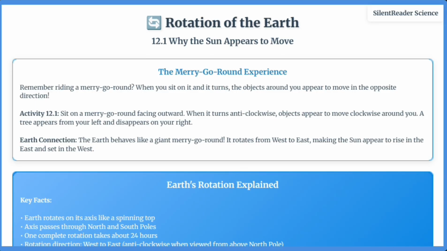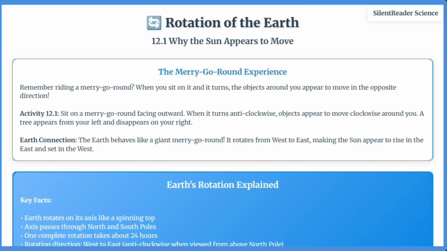Let's begin with Earth's rotation. Have you ever ridden a merry-go-round? When you sit on it and it turns, the objects around you appear to move in the opposite direction. If the merry-go-round turns anti-clockwise, objects appear to move clockwise around you. A tree would appear from your left and disappear on your right. Earth behaves exactly like this.